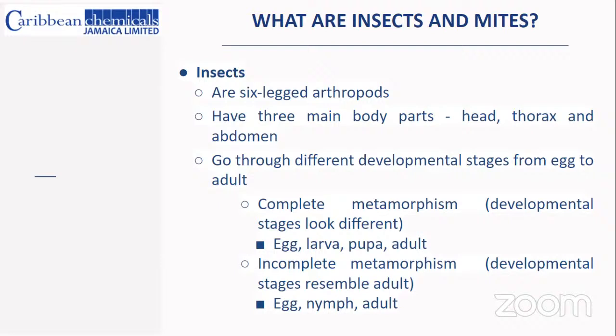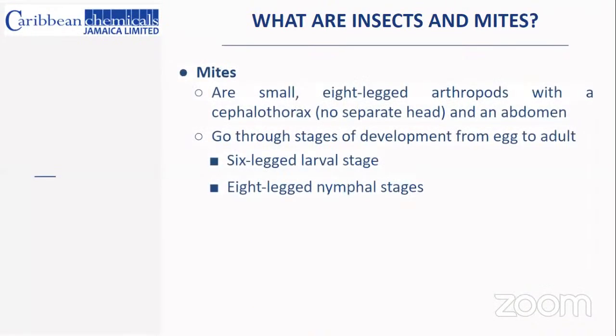So an egg, emerging from that egg is a very small version of the adult, and that nymph will go through a second nymphal stage, a third nymphal stage, until it reaches an adult. So complete and incomplete, and that's for an insect.